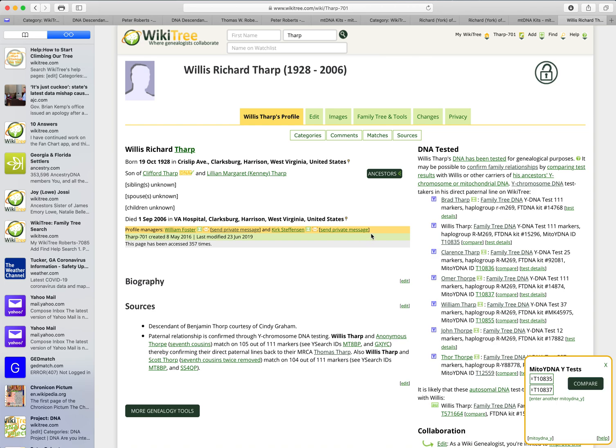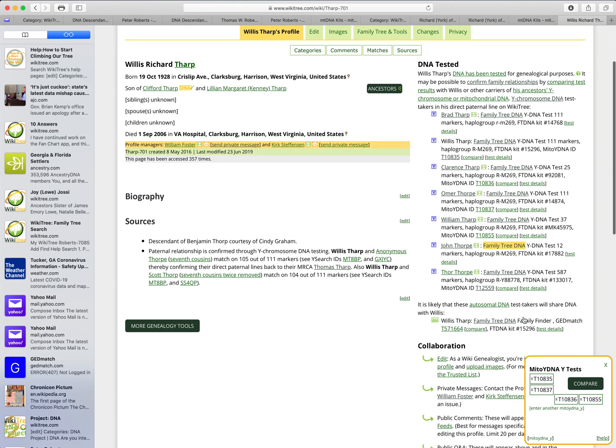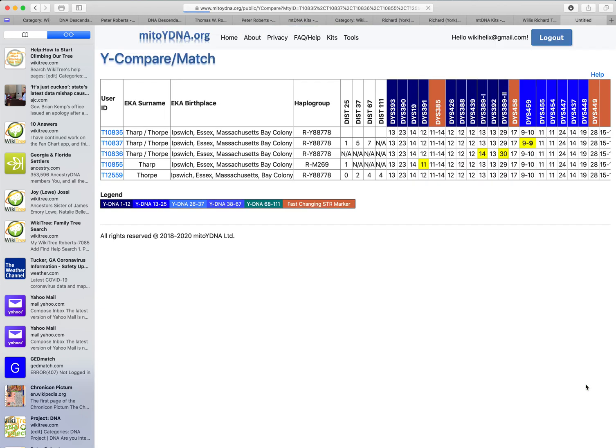Now you can do up to 24 comparisons. Say I've looked at Willis. I want to add in Clarence, add in William, and then add in Thor, and do a comparison. And I can see the comparisons and the distances for these different people.